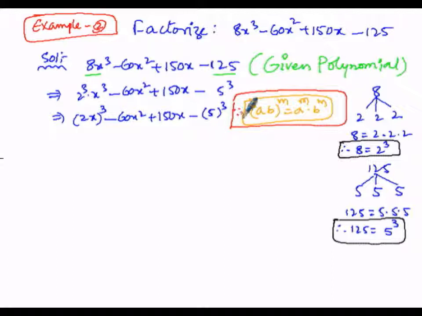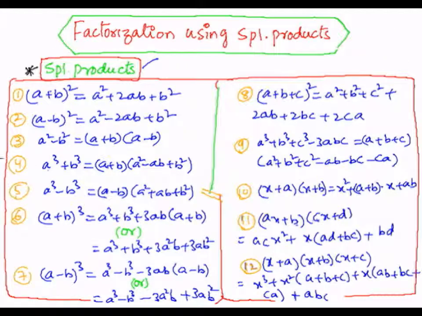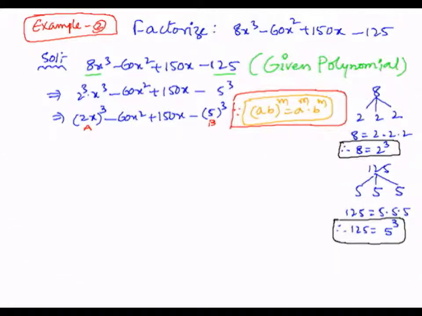Now let us assume 2x as a, and let us assume 5 as b. Now it is in the form of a cube minus b cube. The middle terms will be minus 3a square b plus 3ab square. So it is similar to a cube minus 3a square b plus 3ab square minus b cube, that is the a minus b whole cube formula. So here we can apply this identity, the a minus b whole cube identity.